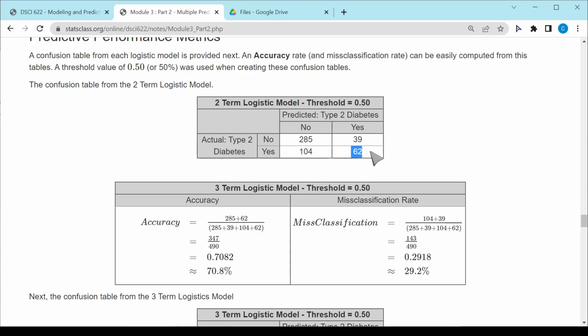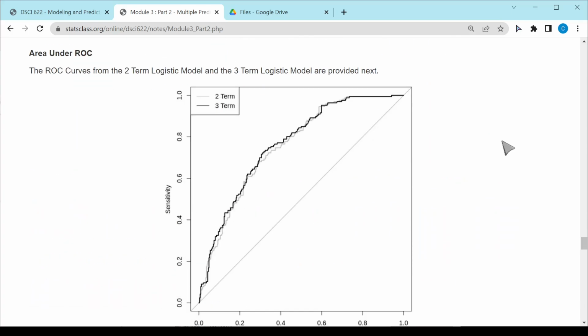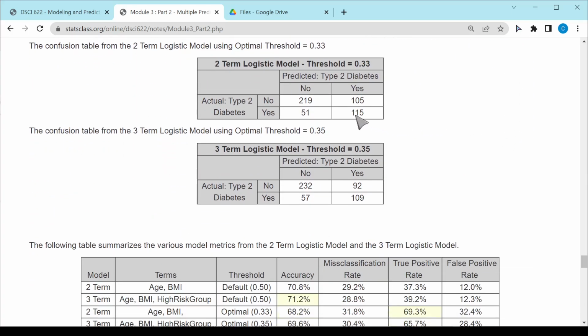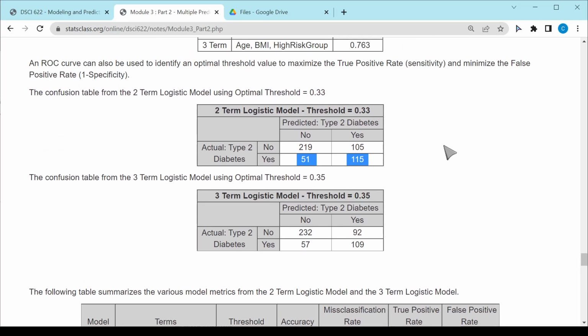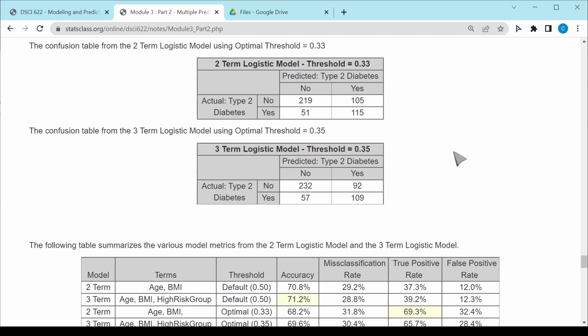That was 62 here. So what I'm thinking here in my head is the true positive rate. The true positive rate, or what's called the sensitivity, is going to be 62 divided by the total number of people that have diabetes. When I look at my optimal threshold, that's going to be 115 divided by the total number of people that have diabetes. So my sensitivity, or the easier name to remember, the true positive rate, is going to go up a lot when I use this optimal threshold.